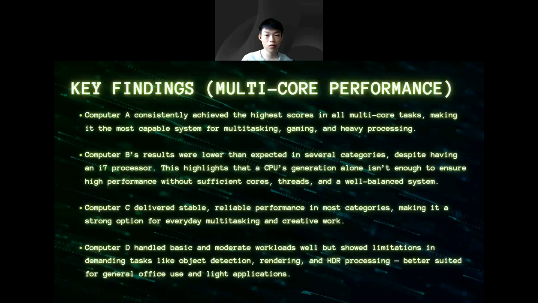And computer C delivered stable, reliable performance in most categories, making it a strong option for daily use, multitasking, and creative work. And last but not least, computer D handles basic and moderate workloads well, but shows limitation in demanding tasks. So it's better suited for general office use and light applications.